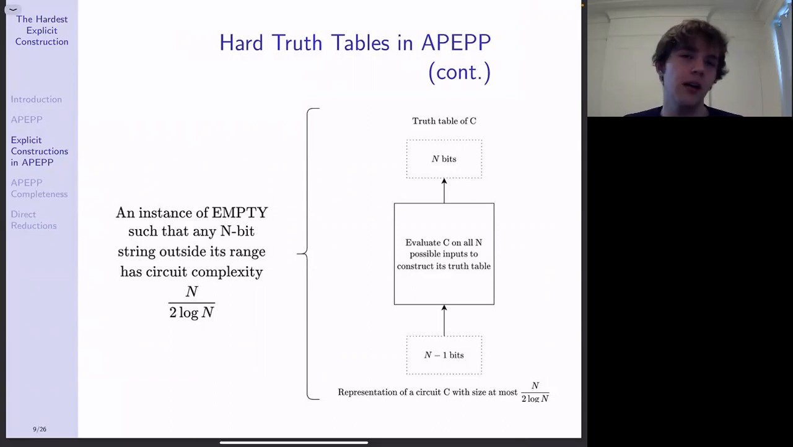And every string which is outside the range of this map must be a high circuit complexity truth table. So if we can solve this problem of empty, we have got our hands on a particular truth table of high circuit complexity. So the hard truth table construction problem reduces to the problem empty.